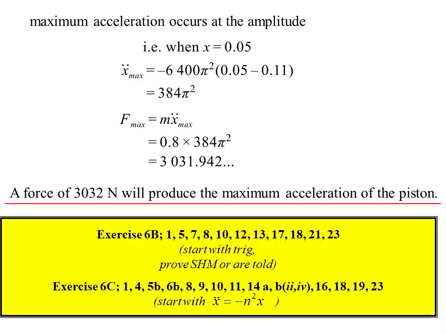Now in 6b, you'll find that these are the ones that start with the trig equation, and then you go and prove simple harmonic motion, or they might be told it's simple harmonic motion. Whereas 6 is the other way around, where you start with acceleration and work with that one.